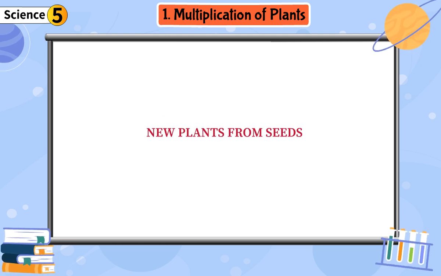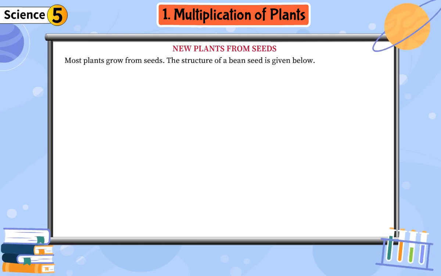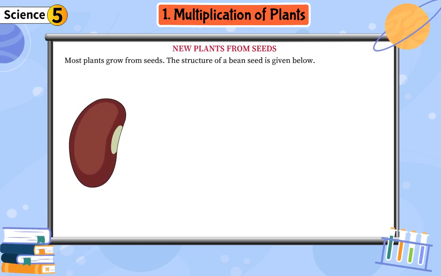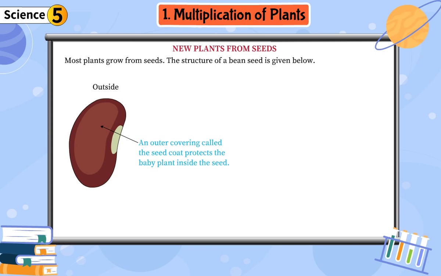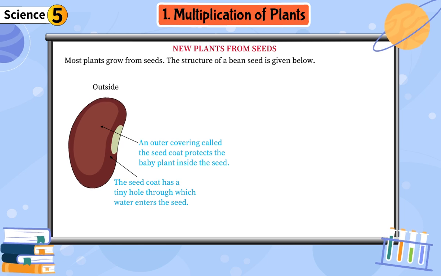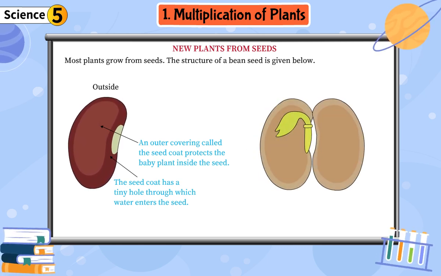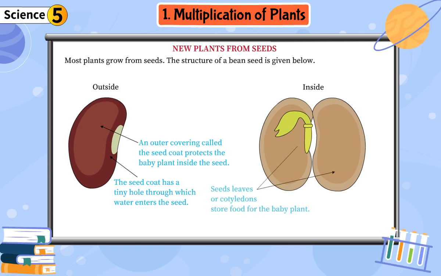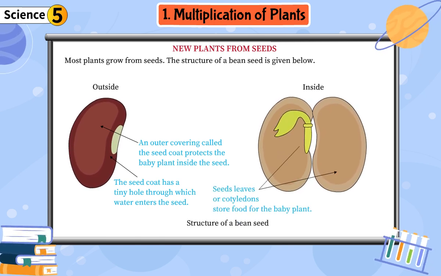New plants from seeds. Most plants grow from seeds. The structure of a bean seed is given below. Outside. An outer covering called the seed coat protects the baby plant inside the seed. The seed coat has a tiny hole through which water enters the seed. Inside. Seed leaves or cotyledons store food for the baby plant.